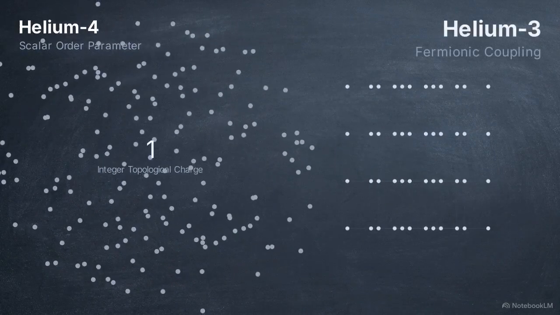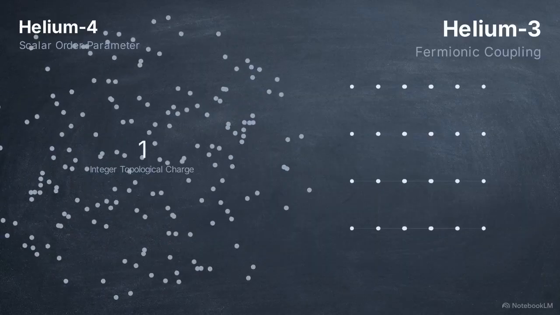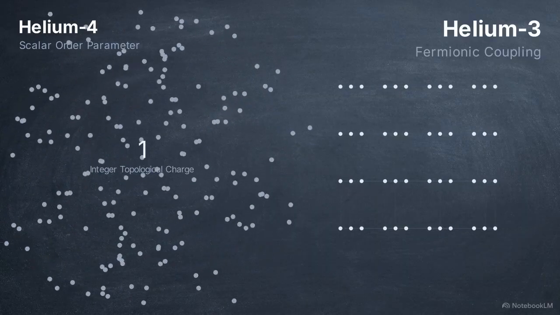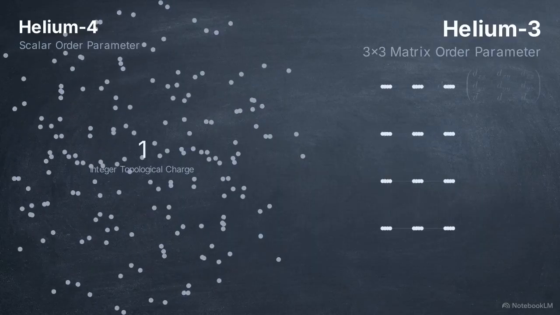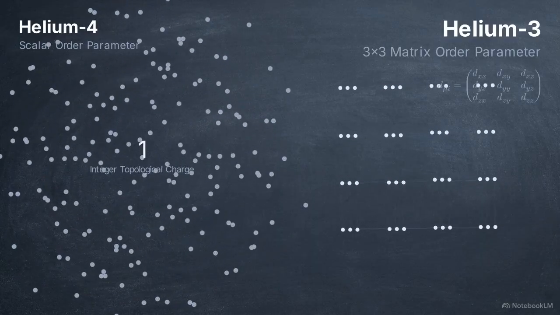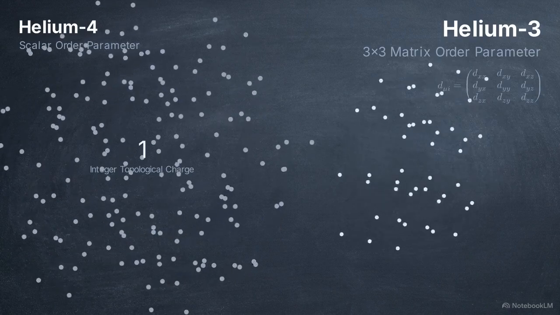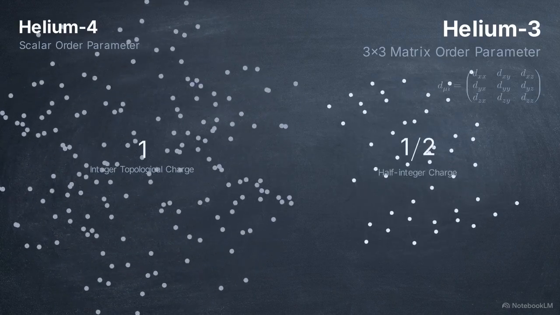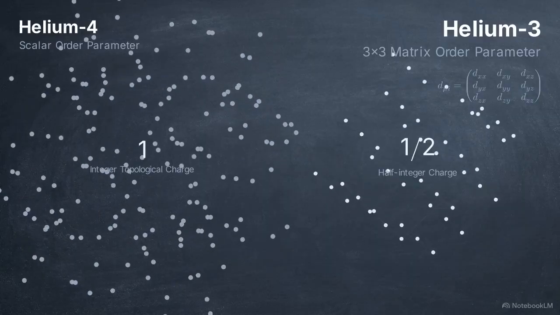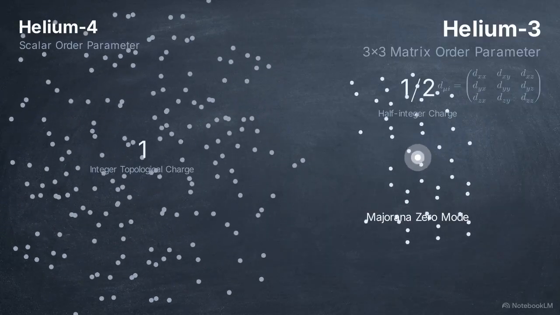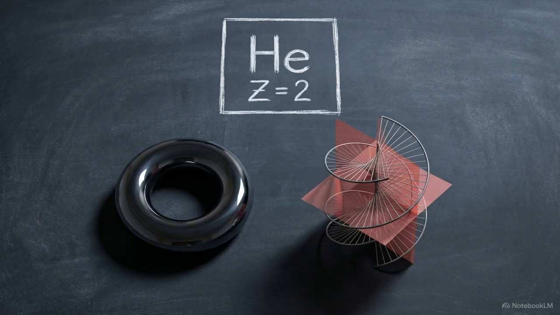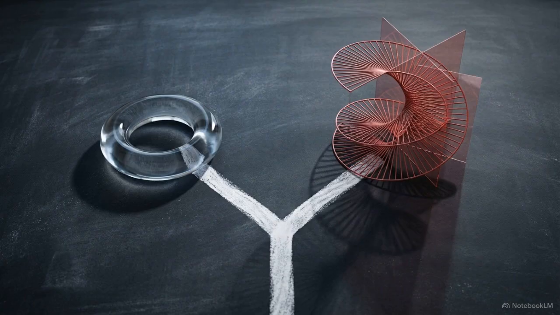Contrast this with helium-3, where atoms pair via fermionic coupling, providing the physical blueprint for the complex triplet channel. Helium-3 requires a 3x3 complex matrix order parameter. This multi-component spinor topology creates symmetry-distinct phases, half-integer vortices, and Majorana-like zero modes within the cores. Helium-4 and helium-3 are radically different topological phases, emerging from the identical Z equals 2 element. Any valid coherence theory mapping this element must natively encode both the scalar and spinor pathways.